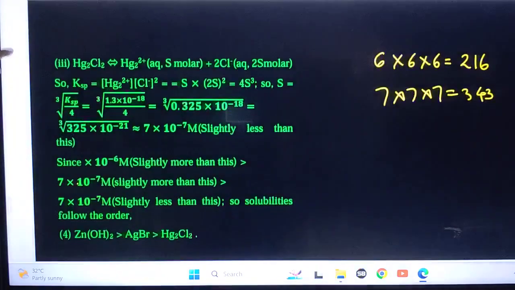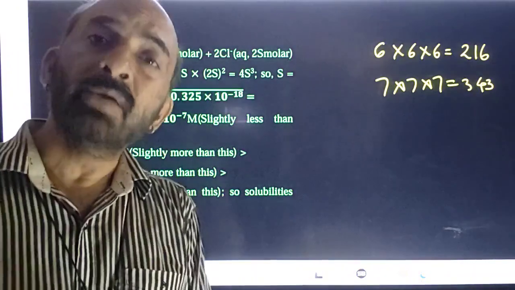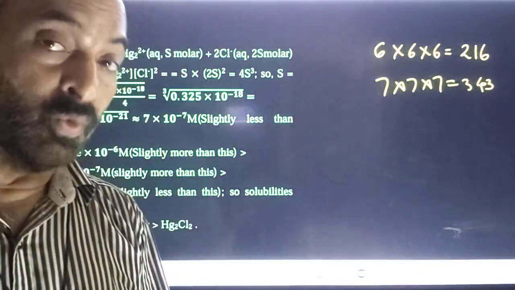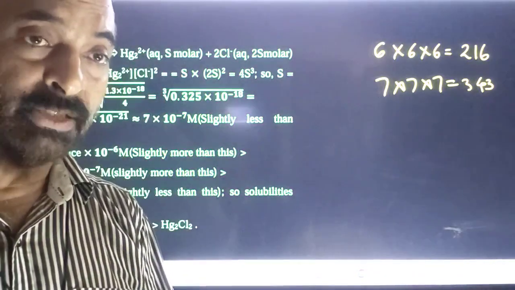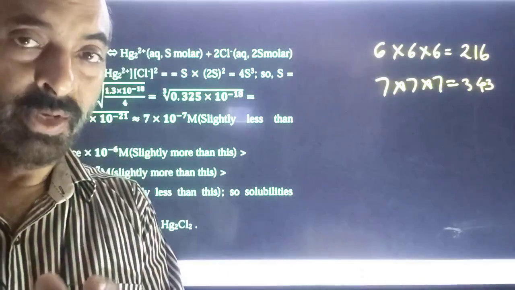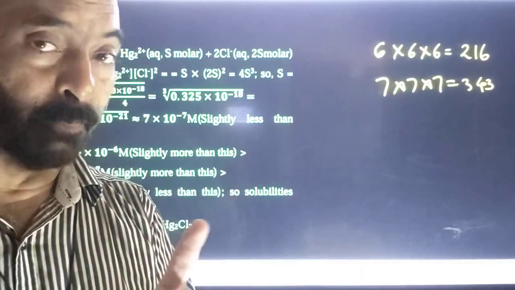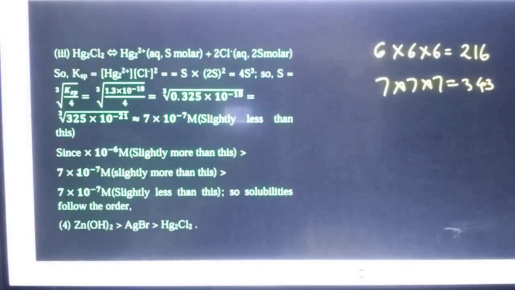Third case, Hg2Cl2. Here you have to take special care. You must be familiar with Hg2Cl2. It does not ionize as 2Hg plus 2Cl minus. Mercurous remains as a single ion, Hg2 2+. So it is AB2 type, not A2B2 type. You must remember that, otherwise you will go wrong.